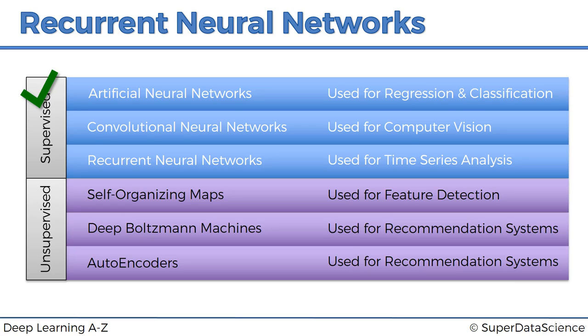artificial neural networks, which we've already talked about. We've already talked about convolutional neural networks as well. And today we're talking about recurrent neural networks. So that's just so that we see where we are in the big picture of things, slowly getting to the unsupervised part of the course. But nevertheless, let's focus on RNNs today.